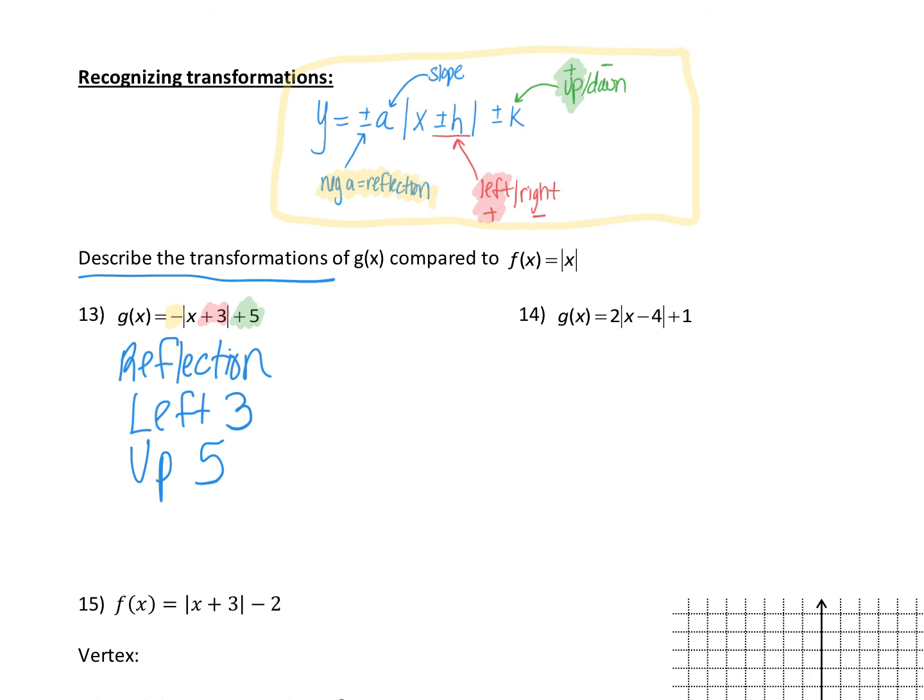Similarly, first thing I notice is this 2 on the outside. If I have a number on the outside, it's going to affect the slope. So my slope is going to be 2. Then I have this minus 4. Well, minus on the inside means it's going to go right. So right 4. And then I have this plus 1 on the outside. Well, plus on the outside is up again. So my last transformation is going to be up 1.